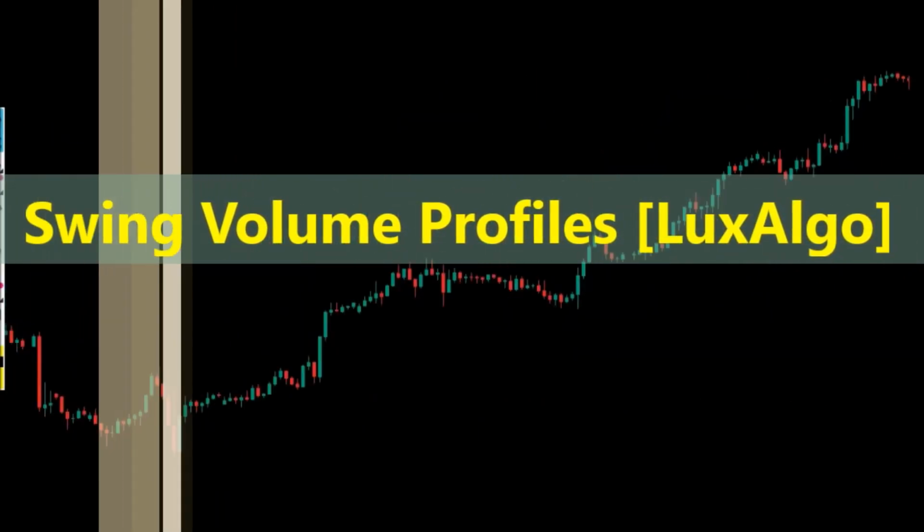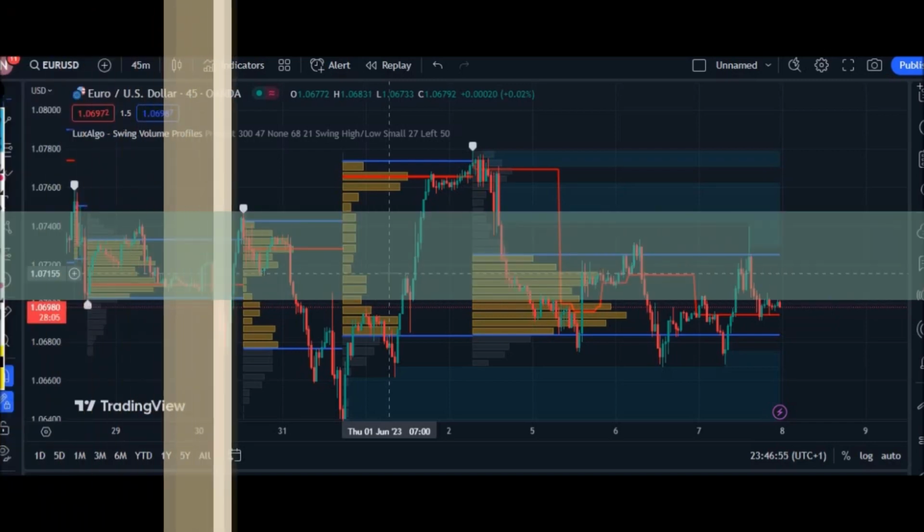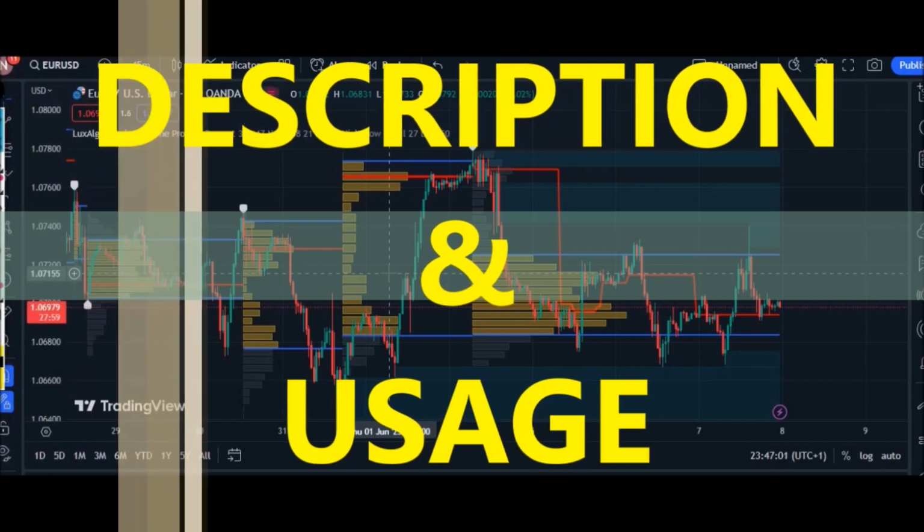Okay, so guys, it's an indicator created by LuxAlgo, and as you can see on the chart, the indicator seems to be very complicated. That's why I want us to first understand all the features of this indicator. Once we understand the features, coming up with a strategy will be very easy. If you just have this indicator on your chart, you can be confused because you cannot understand what it really shows. So in this video, I just want us to look at the description and the usage of this indicator.